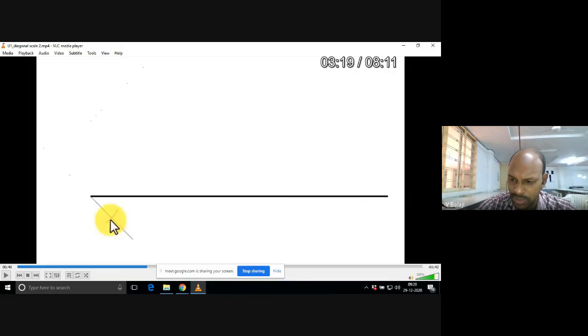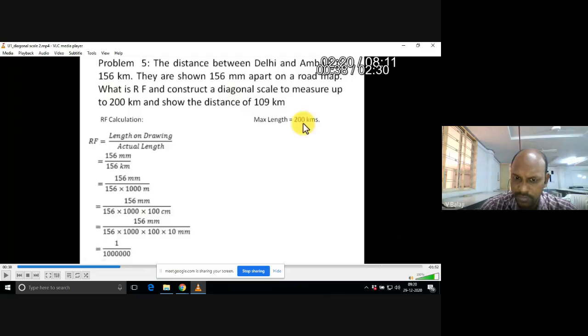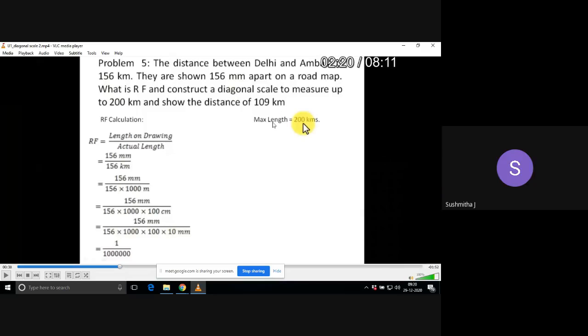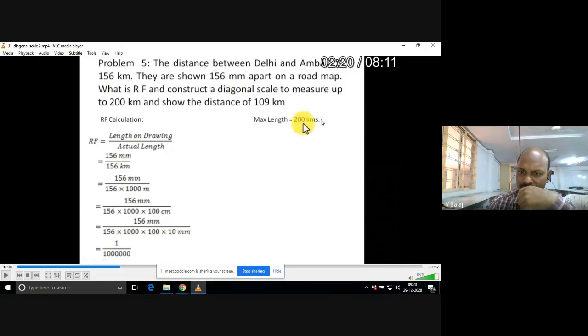Read the problem. What is the maximum length? Maximum length is given as 200 kilometers. How many parts are we supposed to divide into? 20. Okay, any other answer? Or we can do 2 also. 2 means each part will be 100 kilometers. Then how can you mark 109?